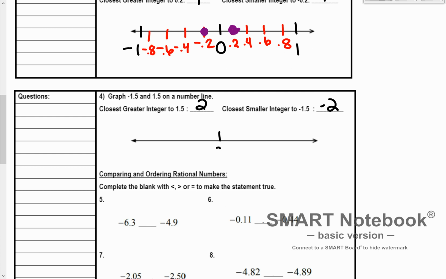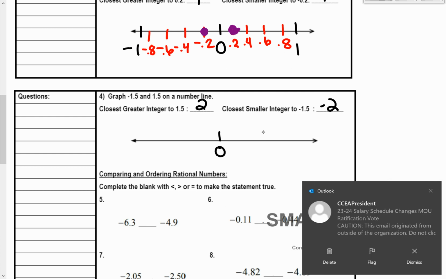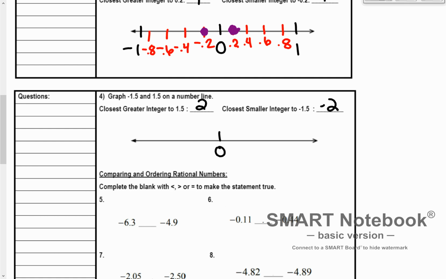So on my number line, I've got my 0, my 1, and my 2, my negative 1, and my negative 2.